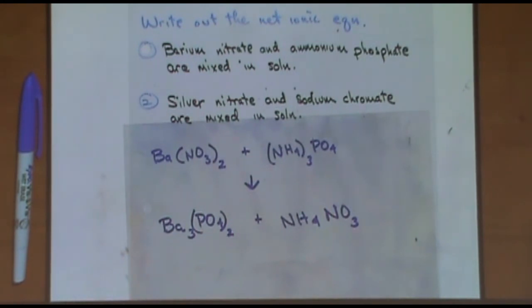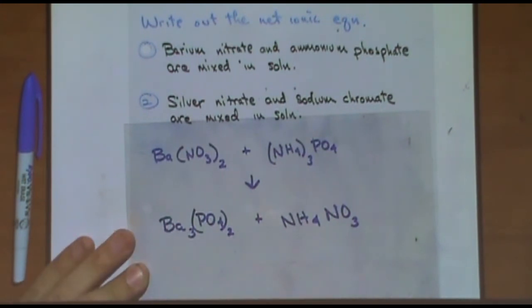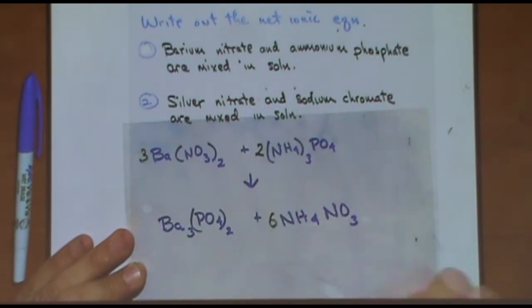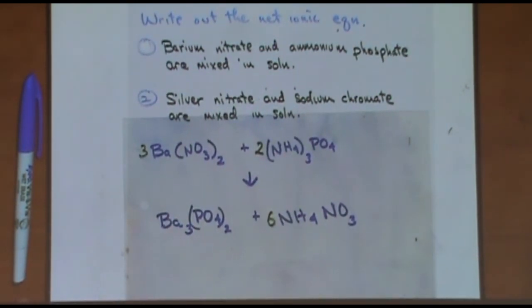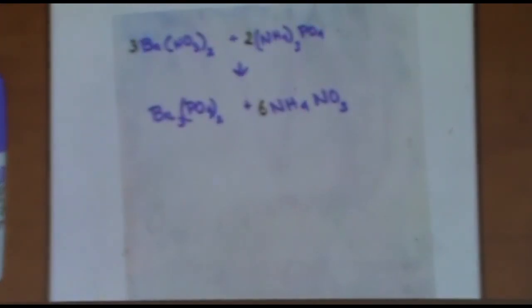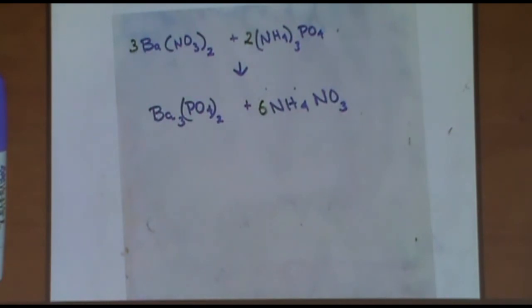All right, now we want to balance. Let's do that. I look at the one with the most complicated subscripts first. For me, that's this one. So I go 3 barium, 2 phosphate, and then 6 here. Okay, I think that does it. Move this out of the way. All right, what would we do next? Before that, the state symbols, then write it out.